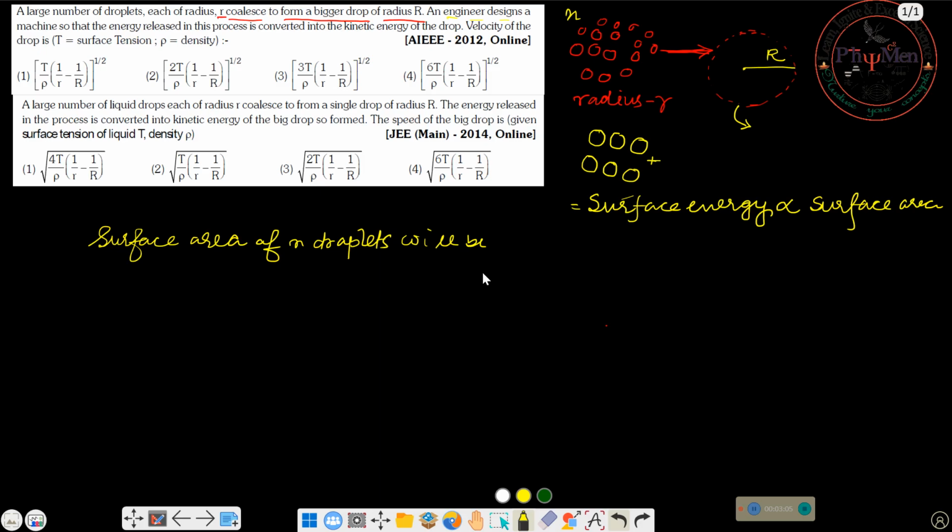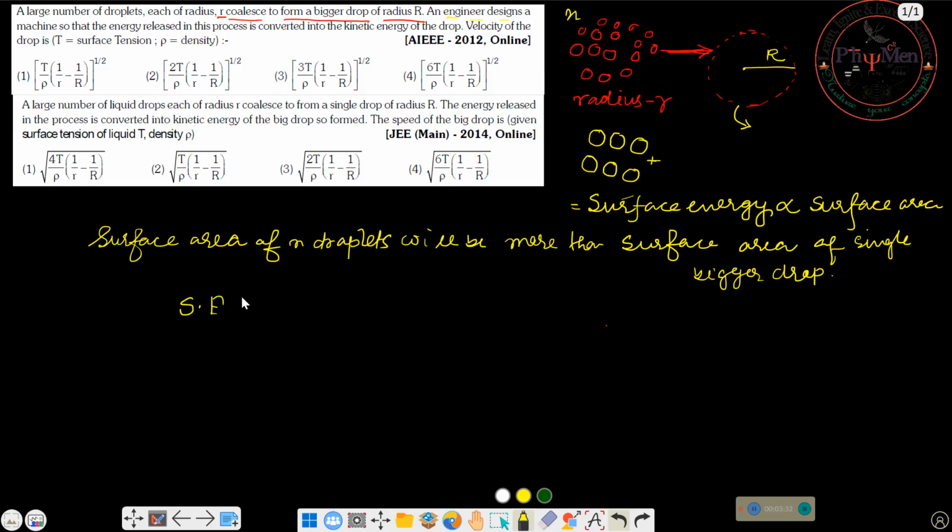So it is obvious that the surface area of n droplets will be more than the surface area of the single bigger drop of radius capital R. Okay, that means the surface energy of n droplets is greater than the surface energy of the bigger drop.